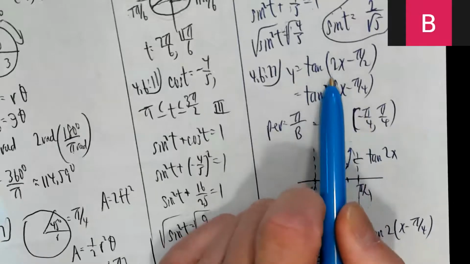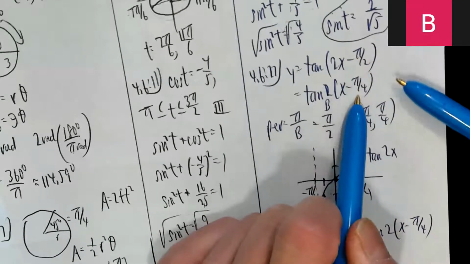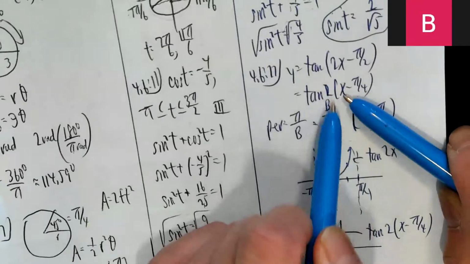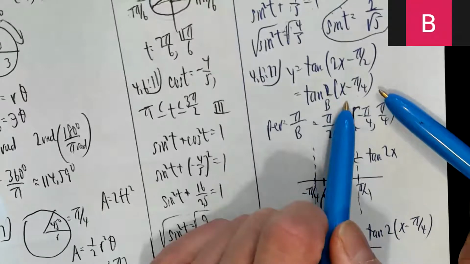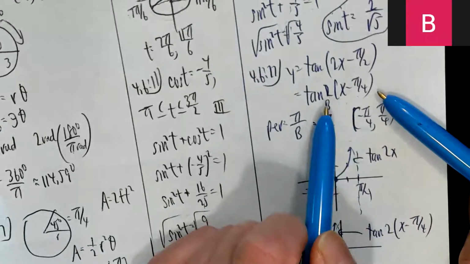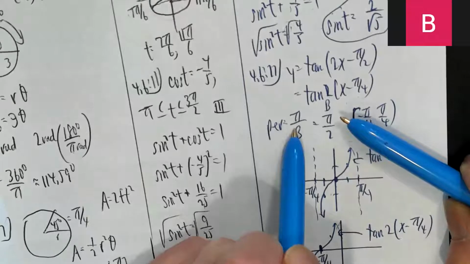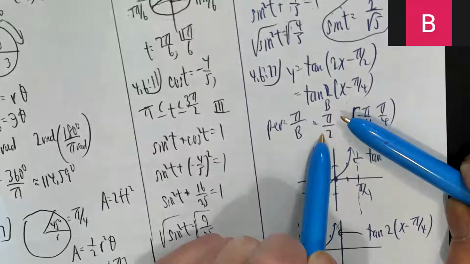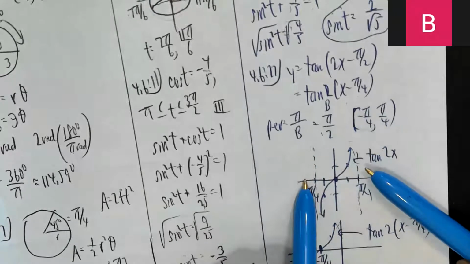Okay, if you have to multiply by 2 by factoring out the 2, then you divide by 2 or take half of pi over 2. Pi over 4. And again, if you're not convinced of that, multiply it back out. 2 times x is 2x. 2 times negative pi over 4, negative pi over 2. So the period is pi over b, which is pi over 2, which ordinarily means if I cut that in half, I would go from negative pi over 4 to pi over 4.